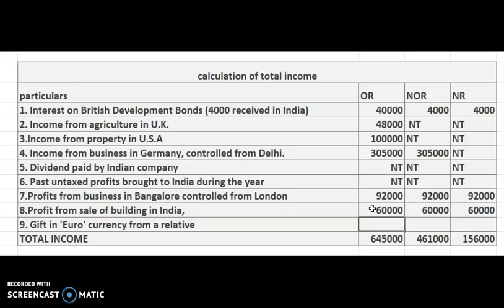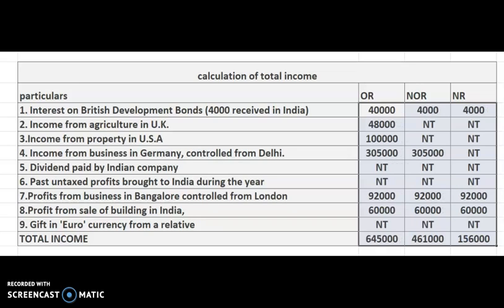We'll see the last item. Gift in euro currency from relatives. Because it was given by a relative, it is exempt from tax. I have already told you, gift from relative is exempt from tax. Gift from friend is taxable beyond 50,000. Up to 50,000 it is exempt. Now if he is giving you any gifts on the occasion of marriage, such amount is supposed to be considered as exempt. So these are the things you have to remember.